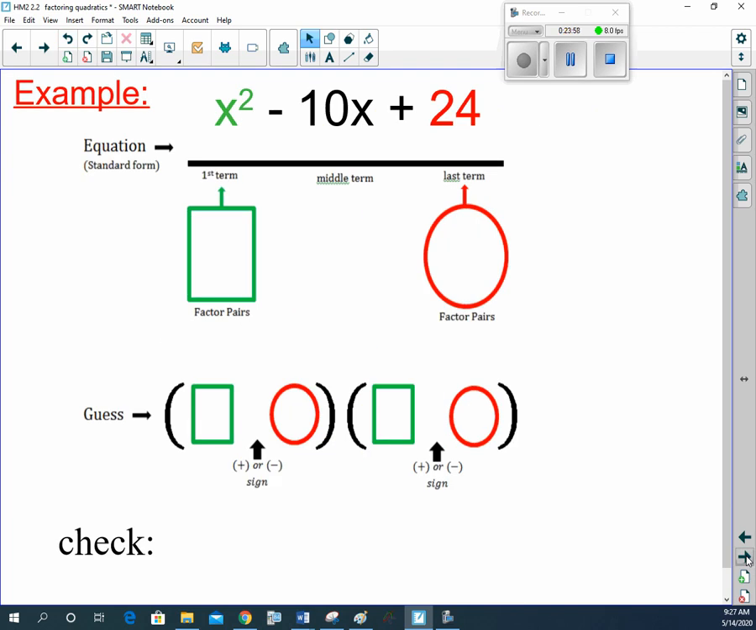So all this mental math that I'm writing down, you actually do this in your head. You don't have to write it down. You get pretty good at it. Okay, let's try another one.